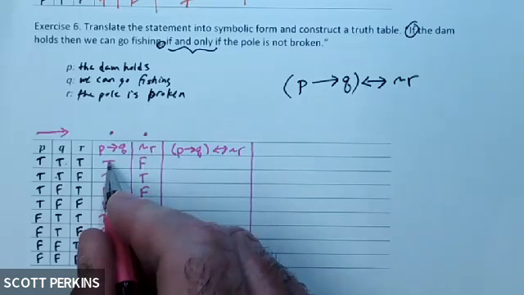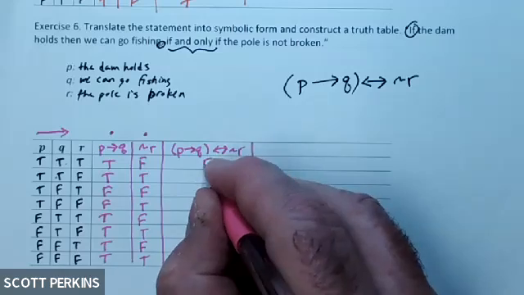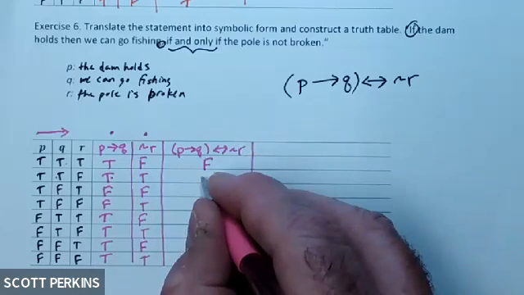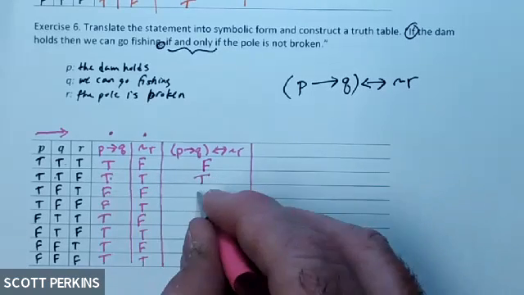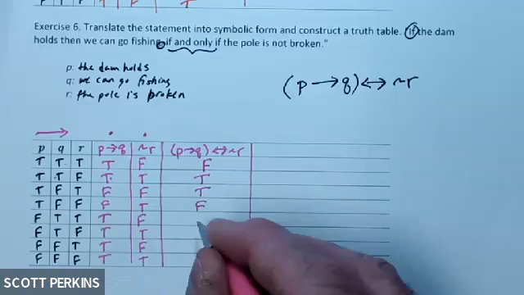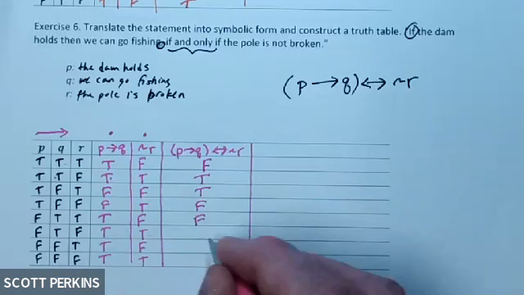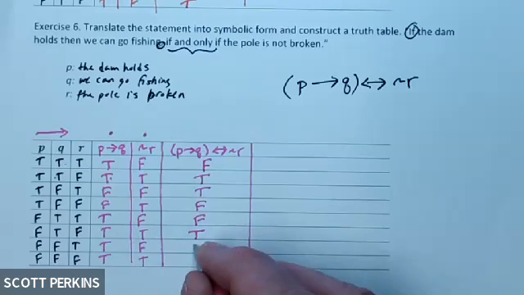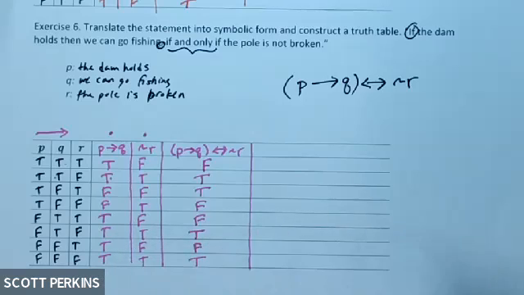So true if and only if false, that is different values. True, true, those are same values. False, false, same values. False, true, different values. True, false, different. True, true, same. True, false, different. True, true, same. There we go. All right, so that's the 5 basic truth values.